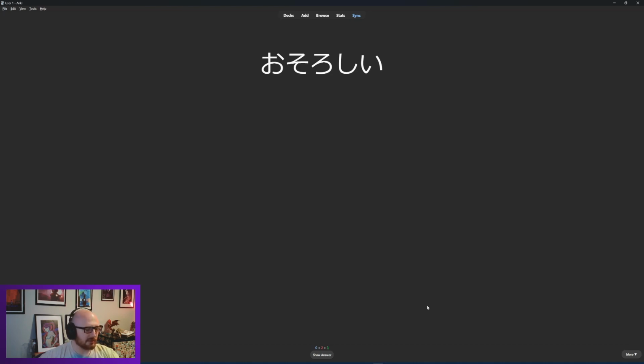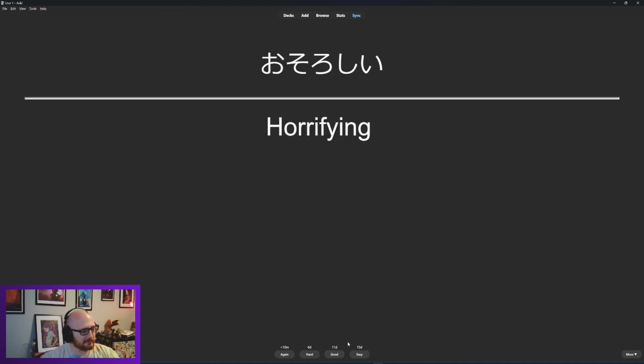Osoroshi is horrifying. So this is a level beyond kawaii. Kawaii is scary, but not necessarily osoroshi. ホラーの映画は恐ろしいだ。That horror movie was terrifying or horrifying. Good.